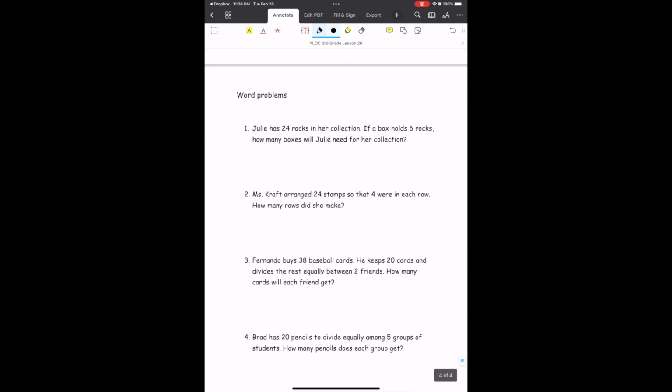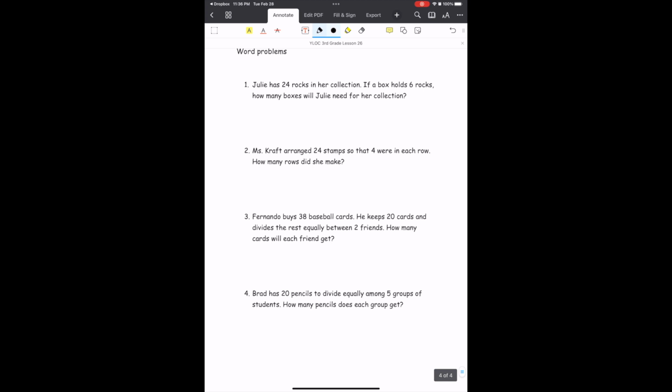Alright, now let's move on to word problems. So let's start with 1. Julie has 24 rocks in her collection. If a box holds 6 rocks, how many boxes will she need? Well, if one box holds 6 rocks and she has 24 rocks, how many would she need?